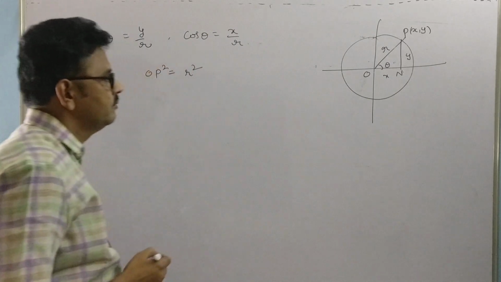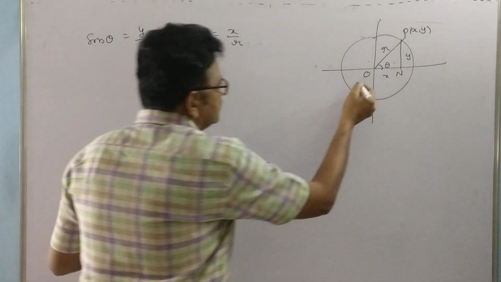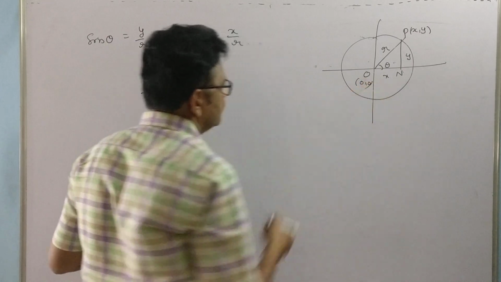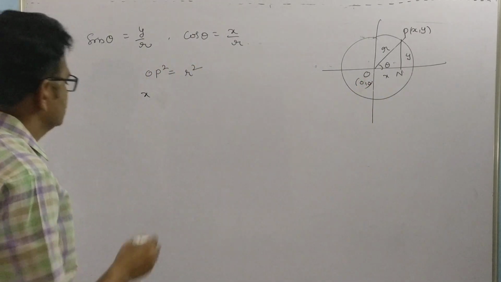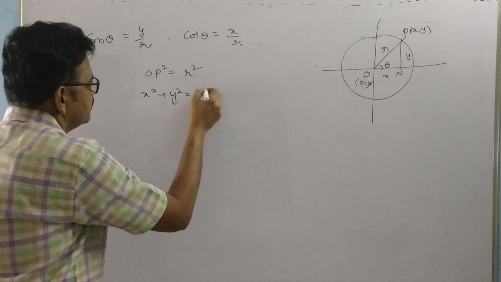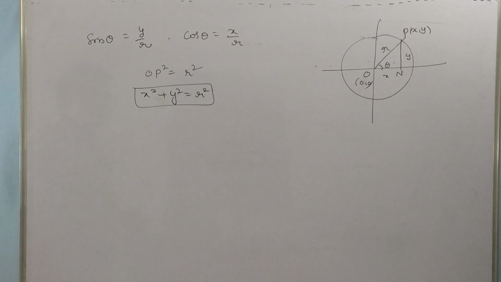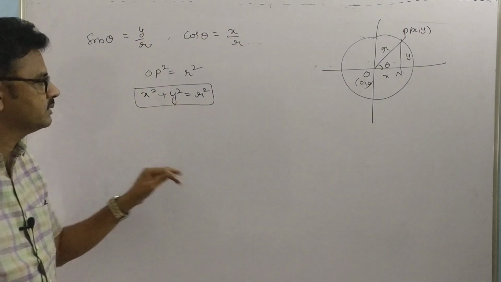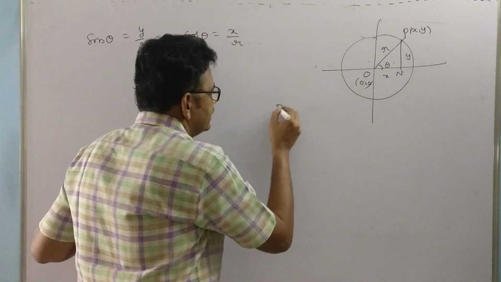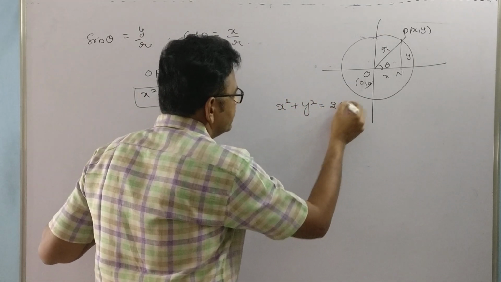From this triangle, OP square is equal to R square, where OP square means the distance between the points, where O is 0, 0. So that is x square plus y square is equal to R square. For example, if you take x square plus y square is equal to 25.